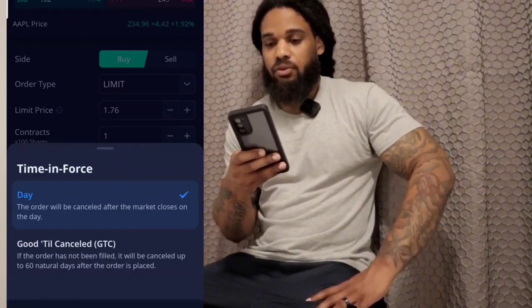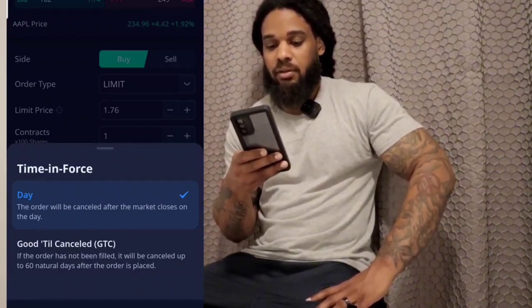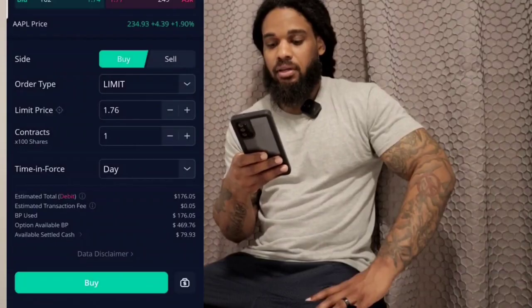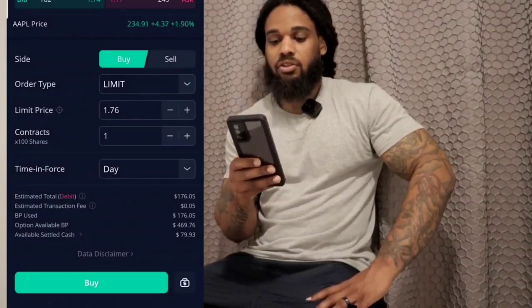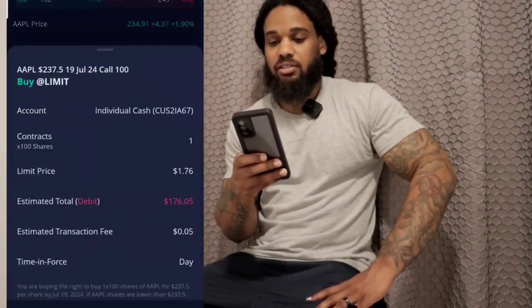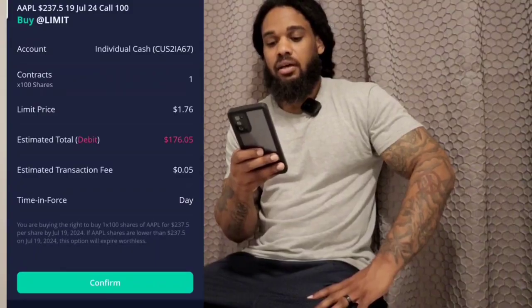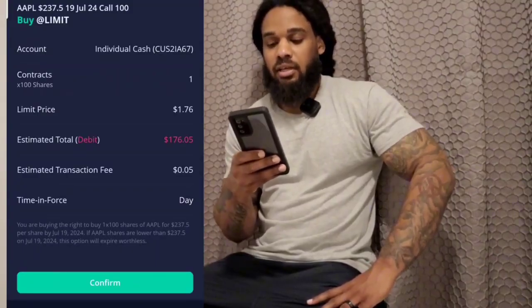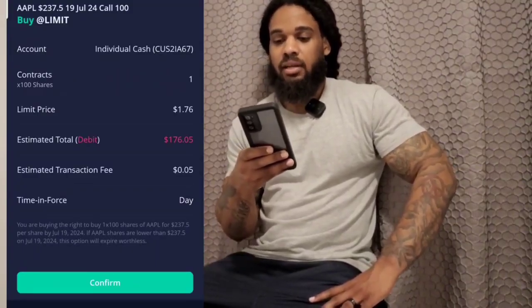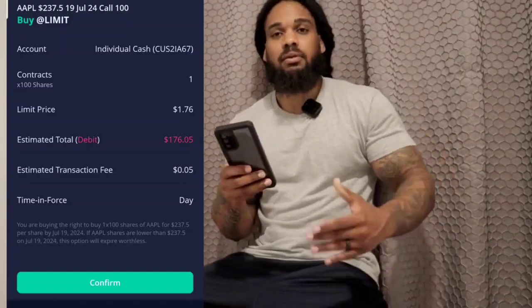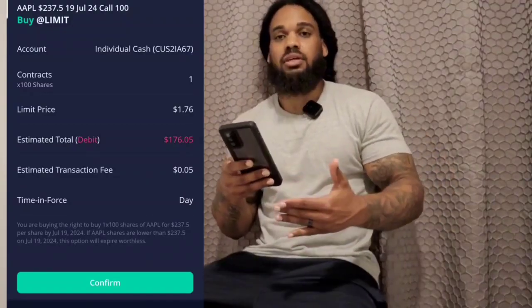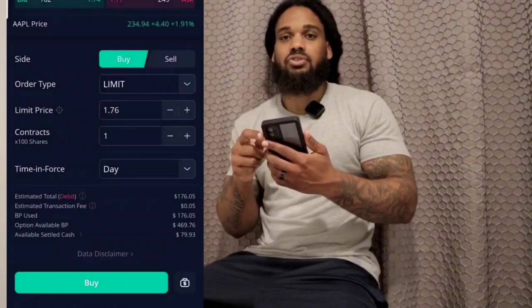And then from there, if you decide you want to get it, you could hit the buy button and then hit confirm. It's going to charge you an estimated transaction fee, and then you just hit confirm. And then if you hit that number that you put for the limit order, you're going to get into the trade, and then you have an option contract right there.